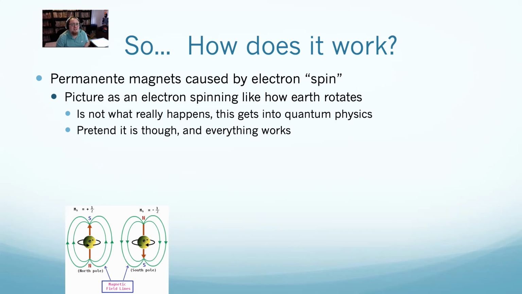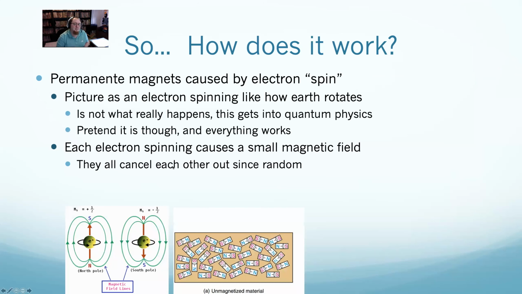And so for the longest time, physicists have just said, you know what? Let's just pretend this anyways. We acknowledge this is not what's happening, but if we claim this is what's happening, our math works. So this is happening, really, even though we fully know it's not what happens. Yeah, physics is weird. What happens is when an electron spins, it'll cause a small magnetic field.